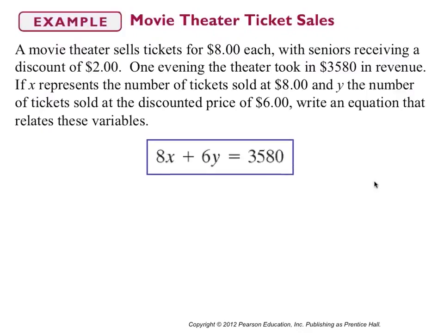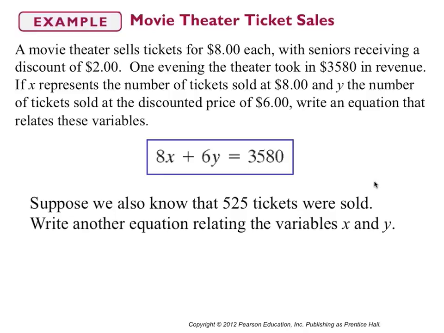So a movie theater sells tickets for $8 each. Seniors receive a discount of $2. One evening, the theater took in $3,580 in revenue. x is going to represent the number of tickets sold at $8, and y is going to represent the number of tickets sold at a discounted price of $6. We want to write an equation first that relates these variables. So if you take the $8 multiplied by the number of $8 tickets sold, and the $6 multiplied by the number of $6 tickets sold, which is y, and you add those two things together, what you should get is your total revenue, which is going to be $3,580. So we have this nice equation here, 8x plus 6y equals 3580.